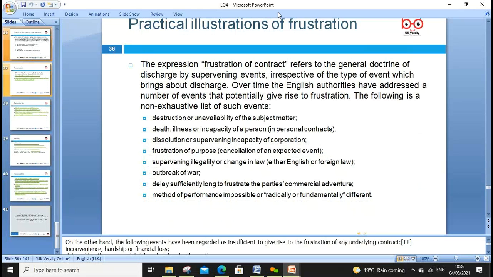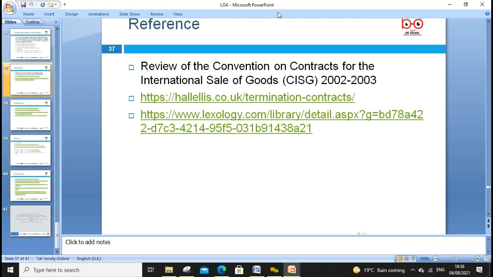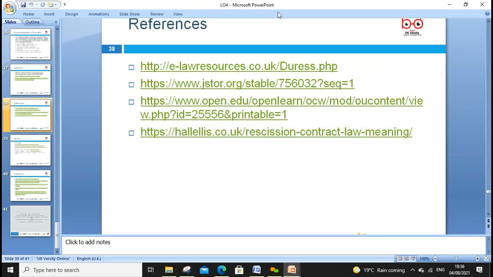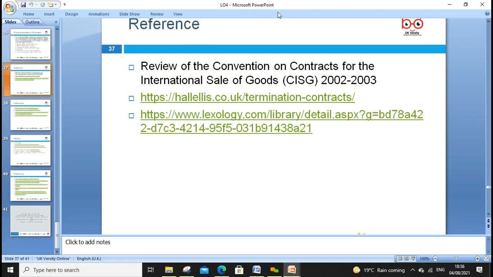These are all the English laws and case laws we've been given, and we have a reference there. So when we do the assignment, we can refer to these and use these references. Any question? There was one slide to test the frustration. How would you do that?